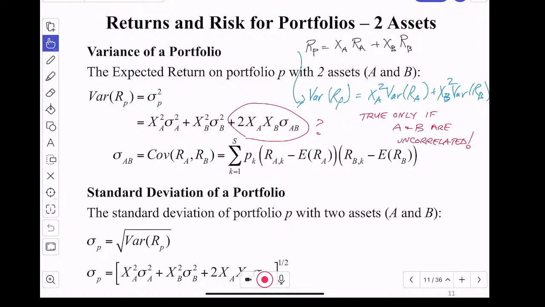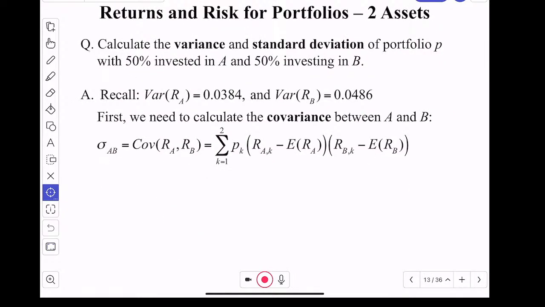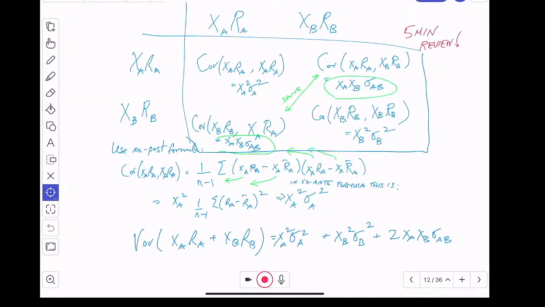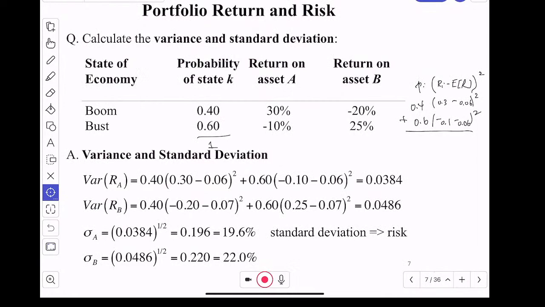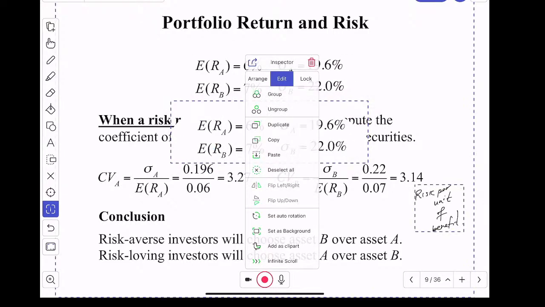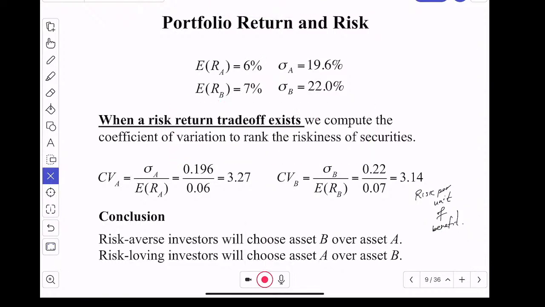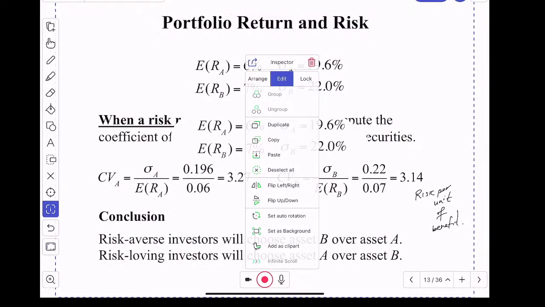Okay, so what does this mean for our problem? We want to calculate the variance and then the standard deviation by taking the square root. So to get the variance using these values, do you need this information? What else do you need?